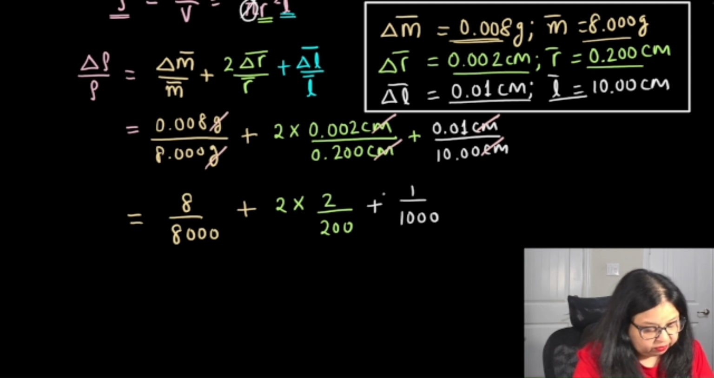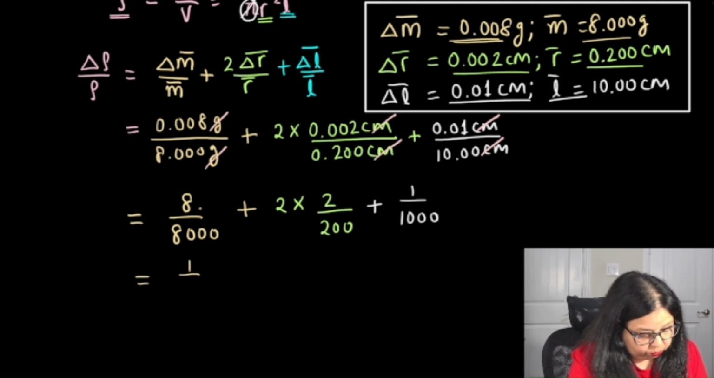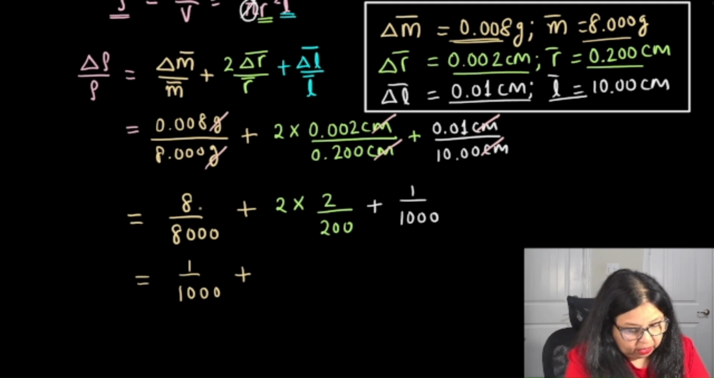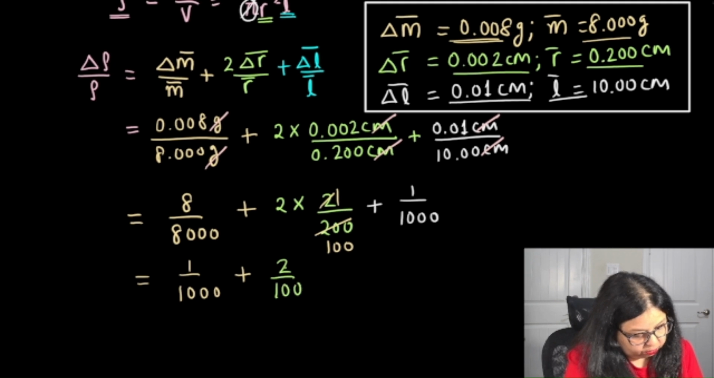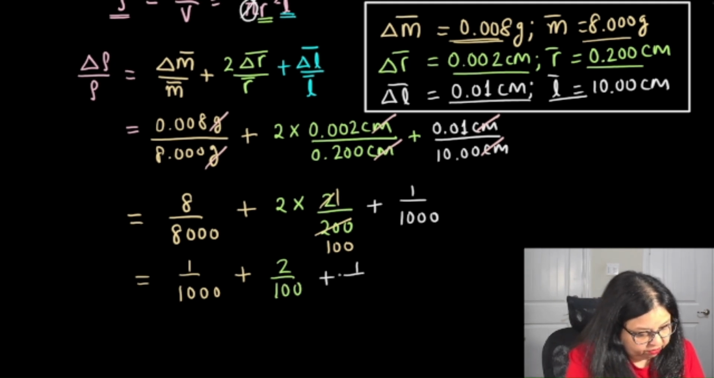Okay, so what does this give us now? 8 divided by 8,000 is equal to 1 over 1000 plus. Then 2 goes into 200, 100 times, so 2 divided by 100. And lastly, I have 1 divided by 1000.